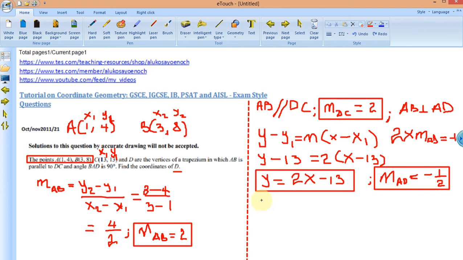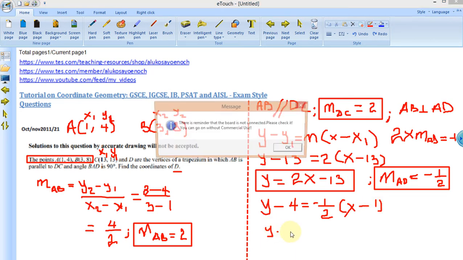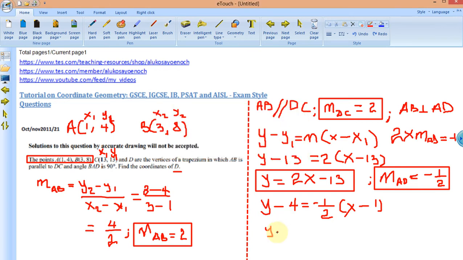So y minus my y1, which is 4, equals the m, which is the gradient of the perpendicular line AD, so that's minus half, into x minus the x1 here, which is 1, so x minus 1. So I can open up the bracket now. Then I have y minus 4 equals minus half x plus half. Am I correct? Minus half x plus half.